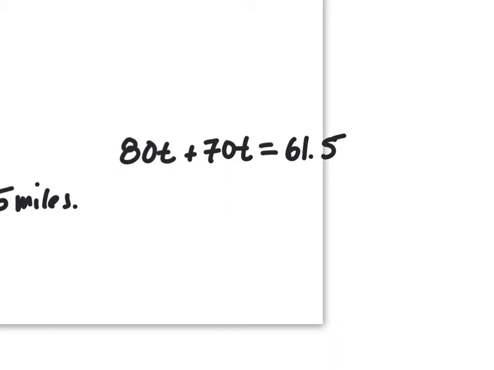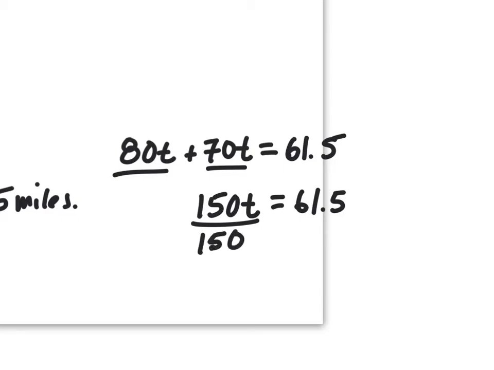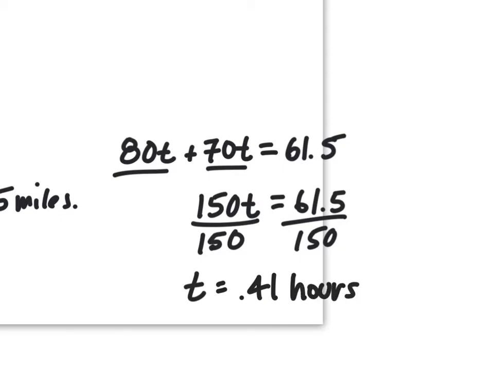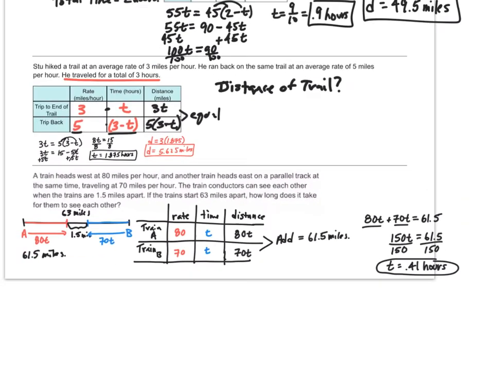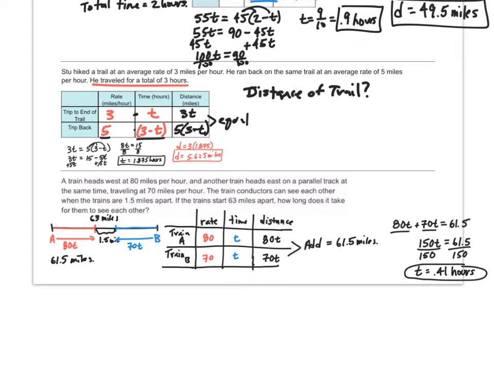And so if I do that, I'm going to combine my like terms. I get 80 plus 70t, which is going to be 150t, and that's equal to 61.5. Then I'm going to divide by 150 on both sides. And so then I get that my time is equal to 0.41 hours. And that's how long those trains would have to travel in order to be able to see each other. So just use what you know, set up an equation, and solve. Some of these are pretty hard, but the more we do for practice, the better we're going to get.